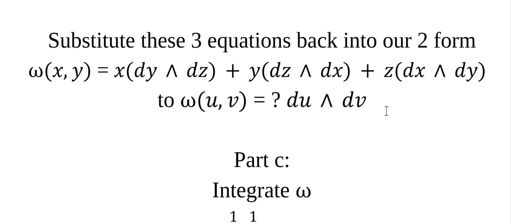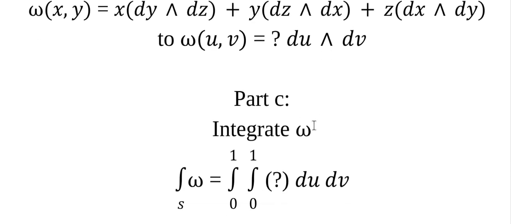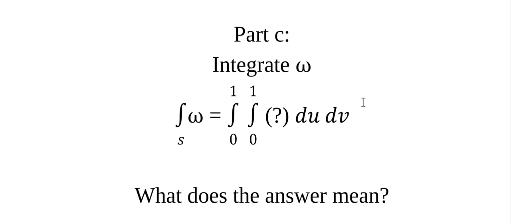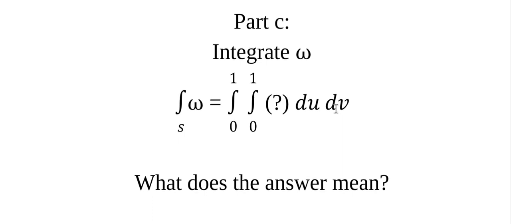All right, part C. Now we want to integrate our two form. I just said 0 to 1, 0 to 1 for U and V. And you're going to get an answer, a scalar, and you're going to say, what does that mean? What's that scalar for? All right, so that's it, parts A, B, and C. So stop the video and give it a whirl.